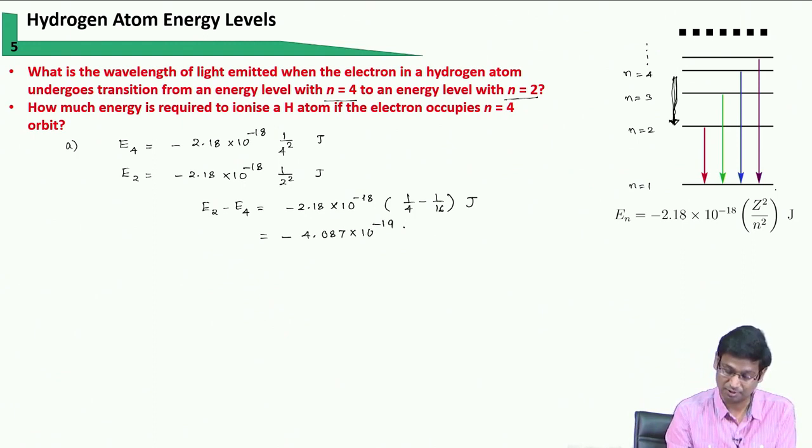So, this is in the units of joules. So, this is this many joules. So, this is the emission energy. What is this minus sign doing here? This simply says that this is the energy that is being emitted, not observed. So, this minus sign indicates that.